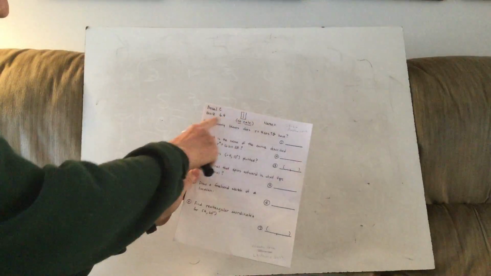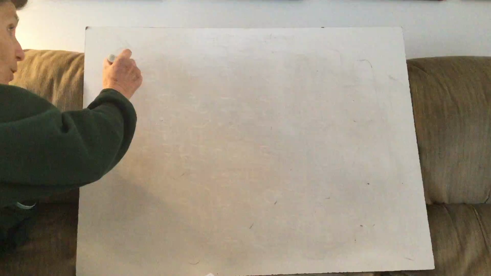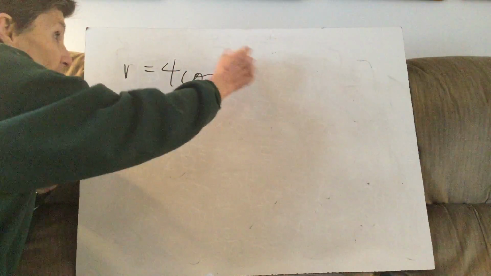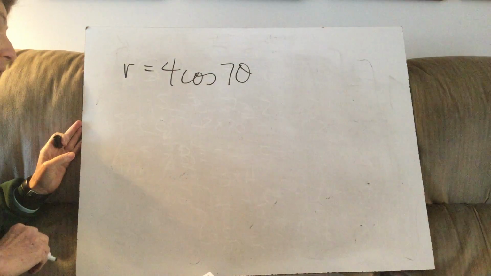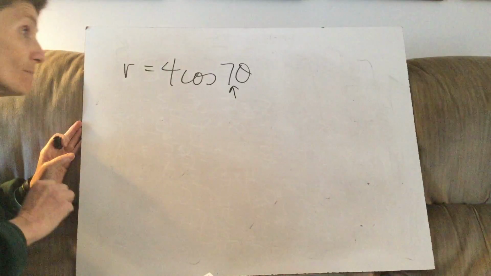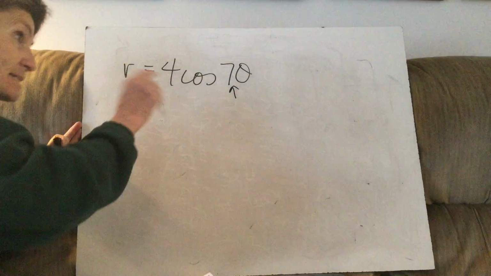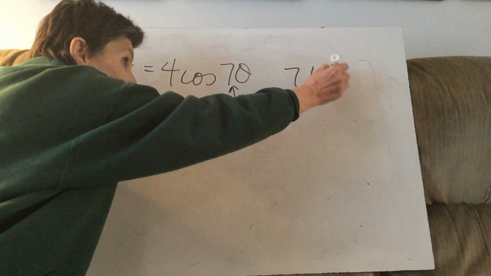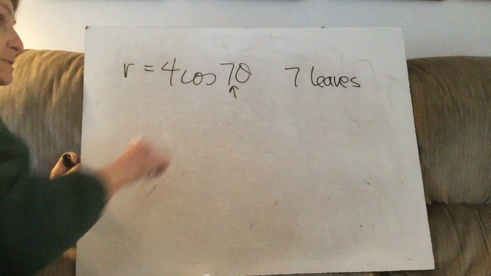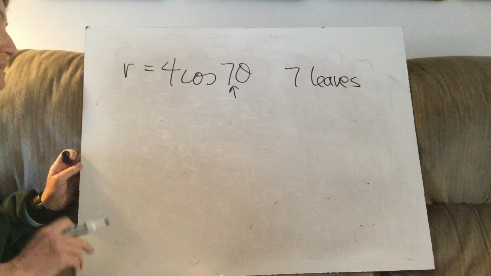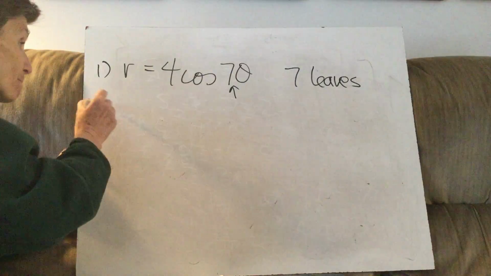The first one has a 1 up at the top, says quiz 6.4. And the first question says, we have r equals 4 cosine 7 theta. How many leaves does this have? Remember, this number right here controls the number of leaves. If it is odd, that's how many you have. So this one has 7 leaves. Remember, if that number is even, you have twice that many, but it is odd, so we have exactly that many. That's question number 1.